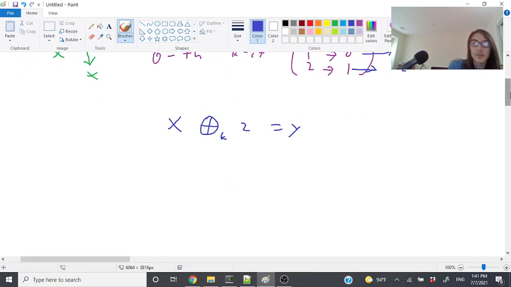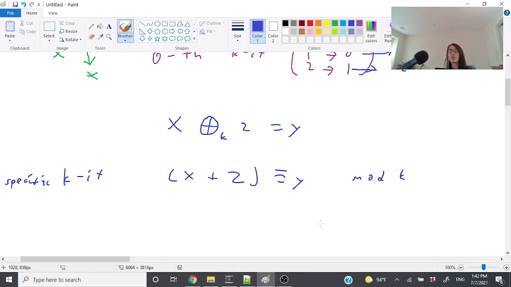Let's again look at each bit independently. Essentially, for a specific bit, we want x plus z equals y mod k. So like congruence, essentially. So x plus z mod k is equal to y mod k.